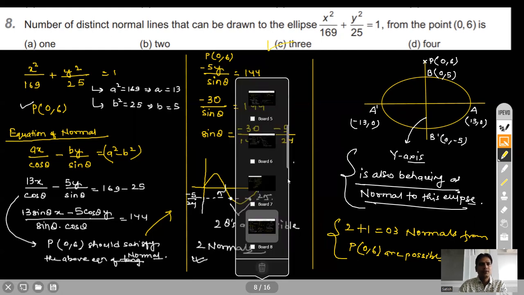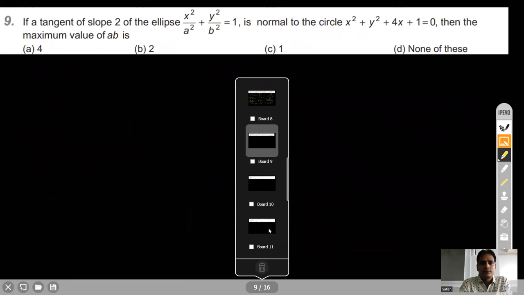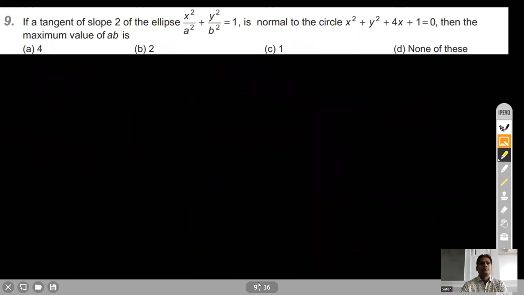Okay, so let me start the next question. We do the next one. If a tangent of slope 2 of the ellipse x square upon a square plus y square upon b square equal to 1 is normal to the circle... So basically, two curves are given here. One is our ellipse in standard form, and one is our circle in general form. It is saying that the tangent to the ellipse is behaving as normal to the circle. Then the question is asking for the maximum value of ab.